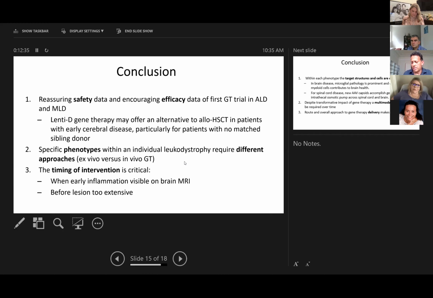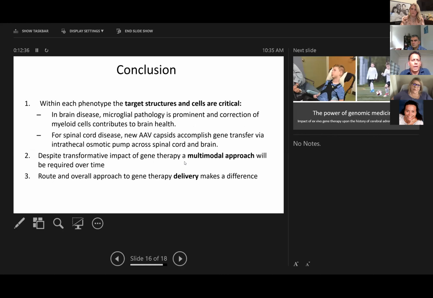And I hope I've convinced you that it really matters what phenotype you are targeting, even though you might carry the same gene defect. In one case, you might have brain disease, and that might require a different approach than spinal cord disease, as often is seen in adults. And targeting the right structures with the right gene therapy approach is critical.